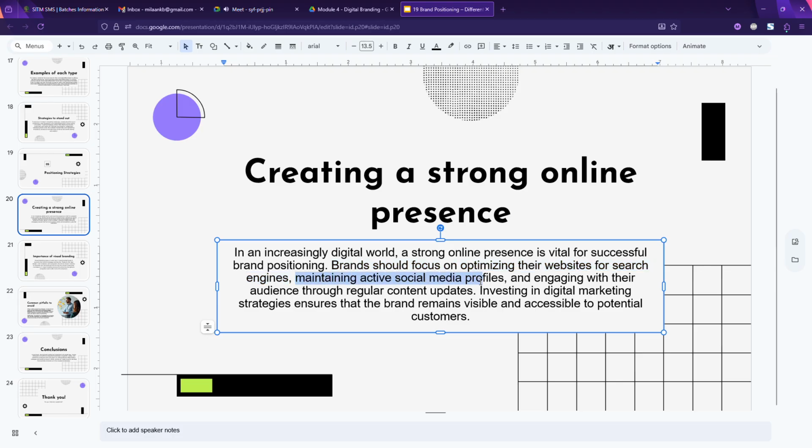Then brands should also maintain active social media profiles. Not that there are 10, 20 social media platforms. You don't have to be available in all of them. Maybe even two or three platforms will do. But brands should be sure that wherever they are present, they should be active, so that they can engage with their audience, using their social media profiles and also their website. And when we are saying regular content updates, there's also the Google My Business platform, where businesses can be located, and they can give regular content updates. So people can also use that to leverage. Investing in digital marketing strategies ensures that the brand remains visible and accessible to potential customers.